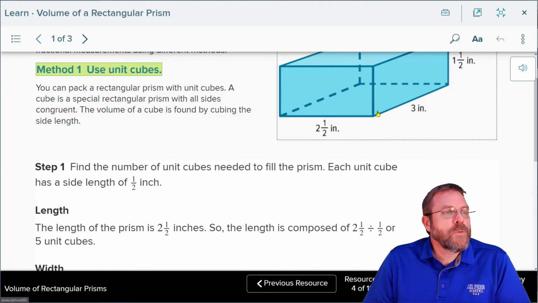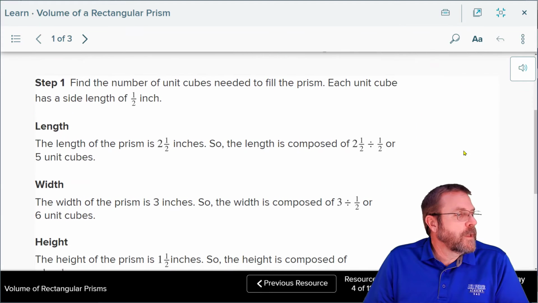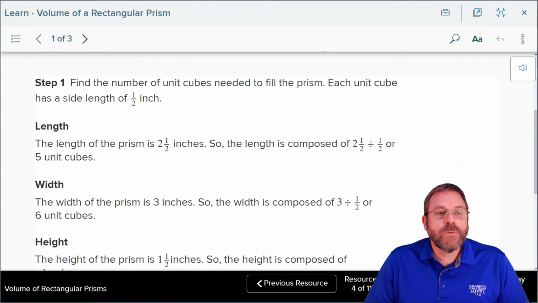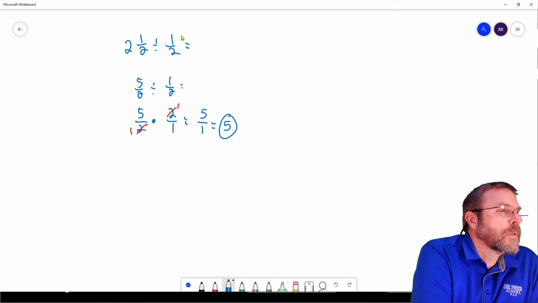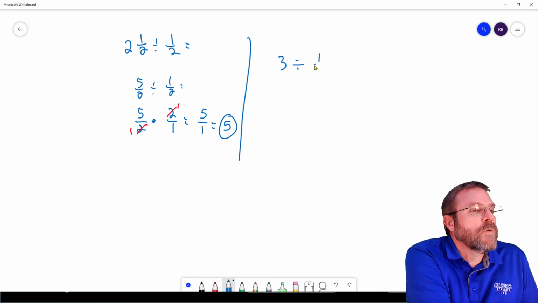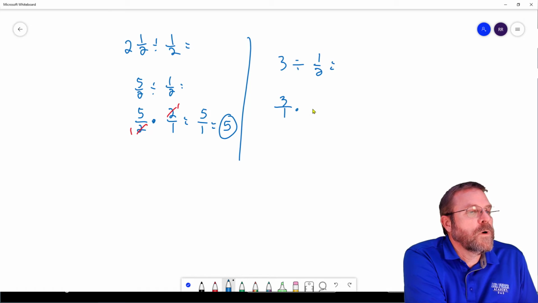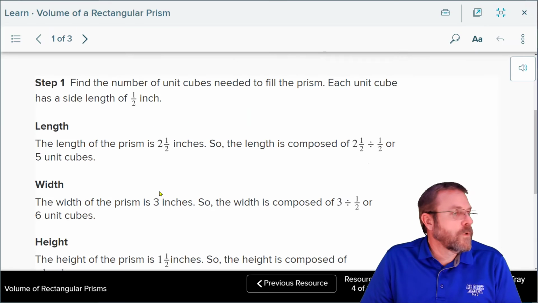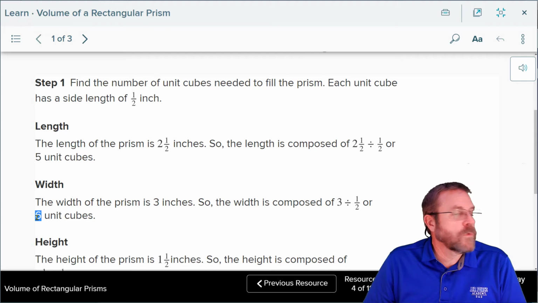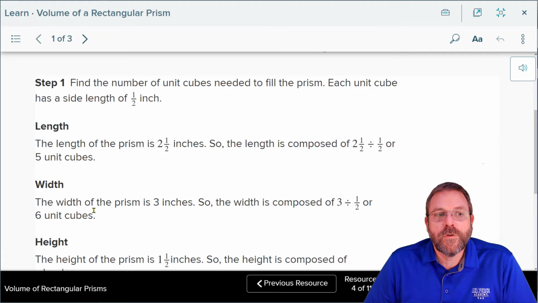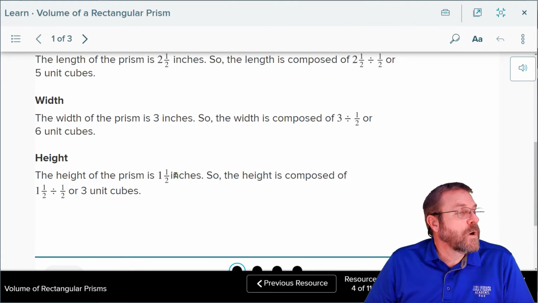Next, we have to cover the width. You can see right here the width is going to be 3. So if we take and divide the 3 inches into 1/2 length sides, well, let's jump back over to our scratch paper here, and I'm going to divide 3 by 1/2. That's the same thing as saying 3/1 times 2/1, which is going to be 6/1, also known as just 6. And that is where they got the 6 from that you see right here in the unit cubes. So the width of 3 is going to take 6 half-length unit cubes to cover it. Finally, the height is going to be 1 1/2 inches.